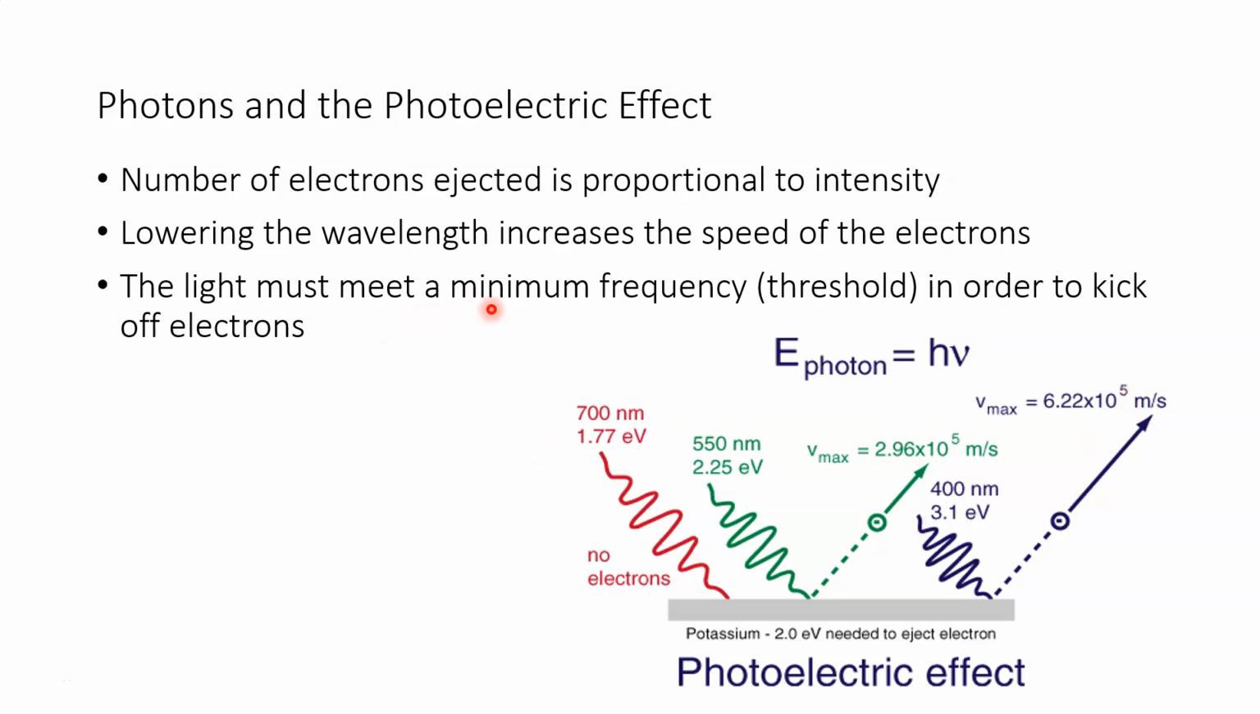Now, there is a minimum frequency threshold. So again, wave-particle duality, minimum threshold. So if you are below the minimum threshold for frequency for a given metal, there are no electrons that are kicked off. So potassium, the minimum frequency for an electron to be ejected, the light has to hit it with the energy of 2 electron volts. You don't need to worry about the units yet. We'll talk about those later. But so the red light, which has a frequency of 1.77, that's not going to eject an electron. But as soon as you get above that threshold, they're going to eject electrons.